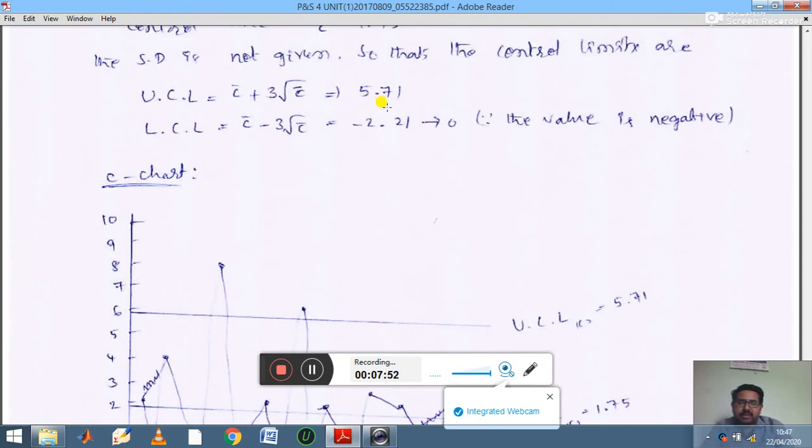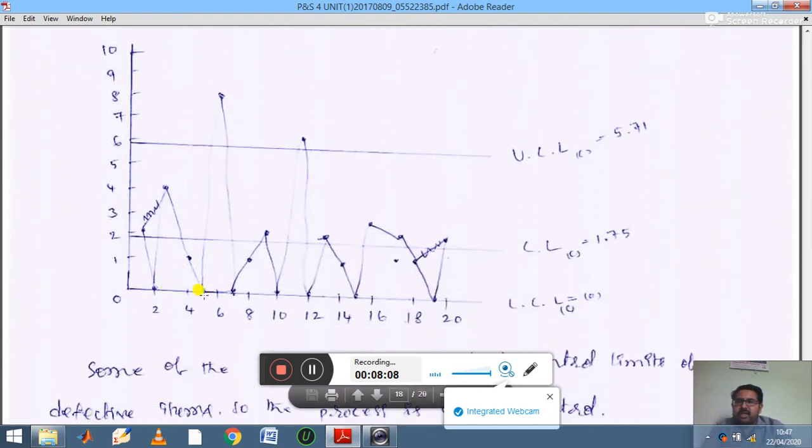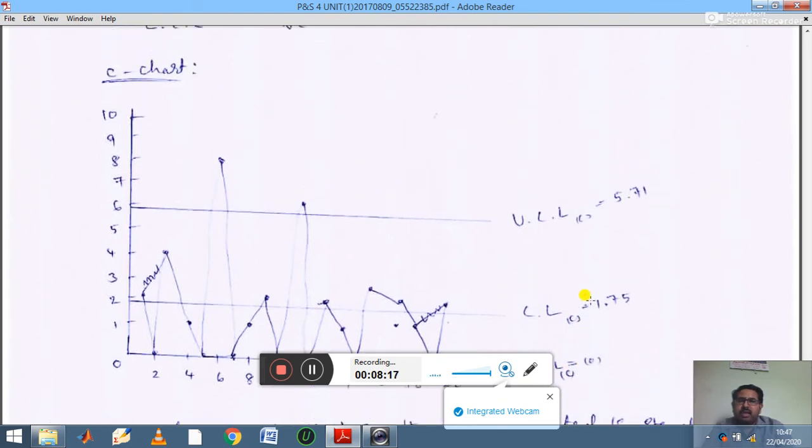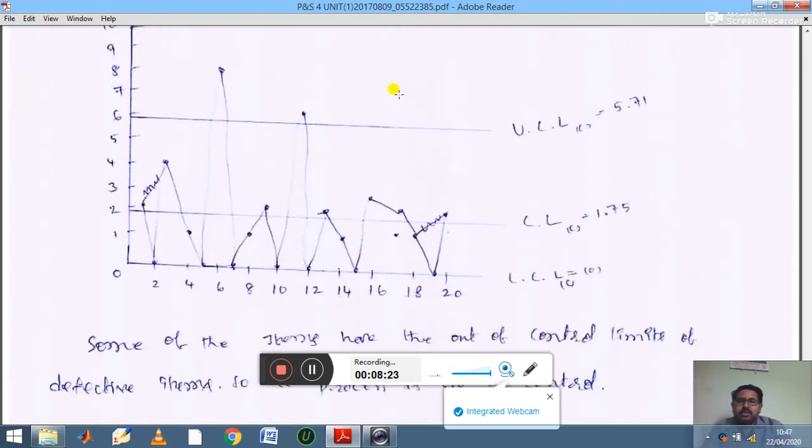Then proceed to marking the UCL, CL and LCL values. The UCL value is 5.71, which is approximately here. Here you make a dotted line and name it UCL 5.71. Similarly the LCL value is 0. This negative value is tending to 0, therefore the horizontal axis itself acts as the LCL. So you mark it as LCL and its value is 0. Then the CL value you calculated is 1.75. For this you make a solid line. 1.75 is approximately here. This is the solid line representing CL, CL equals 1.75.